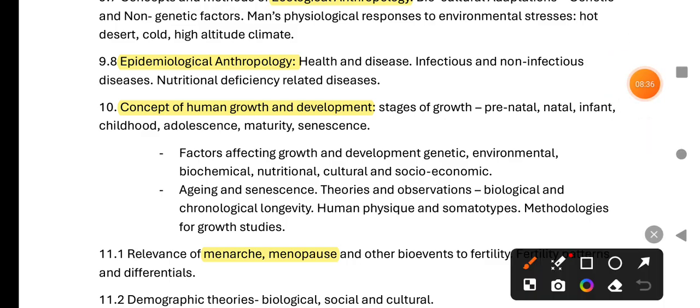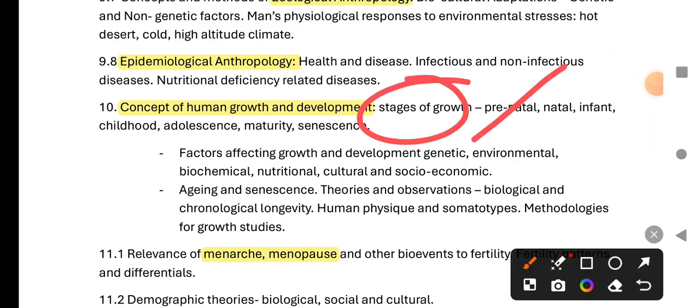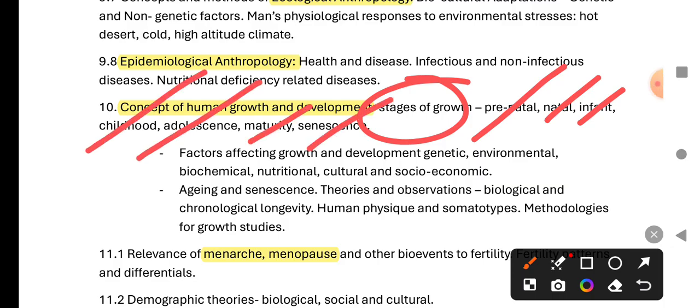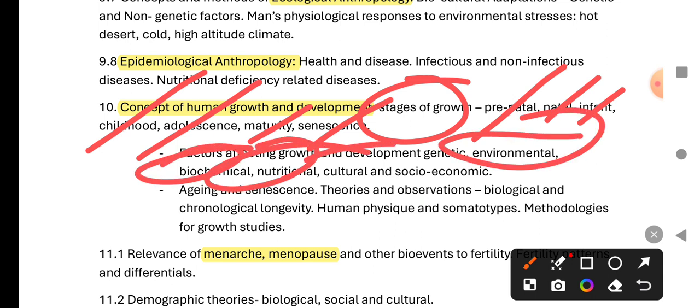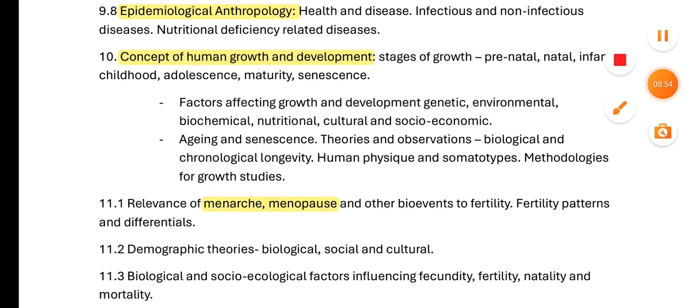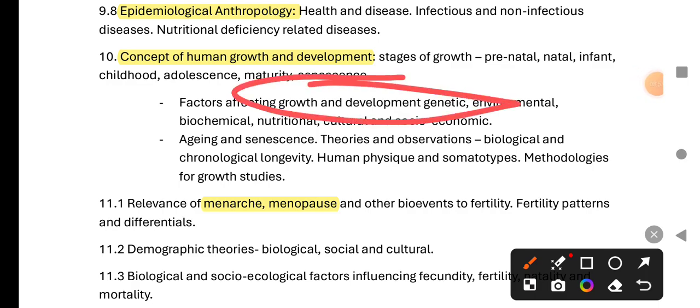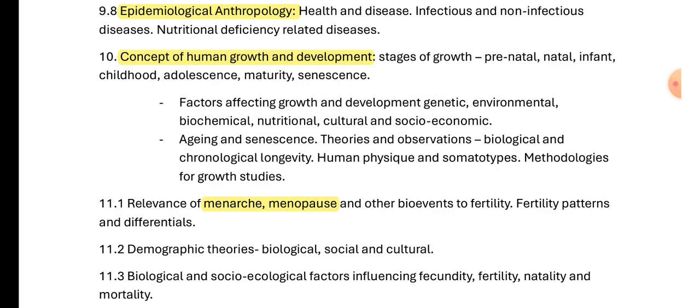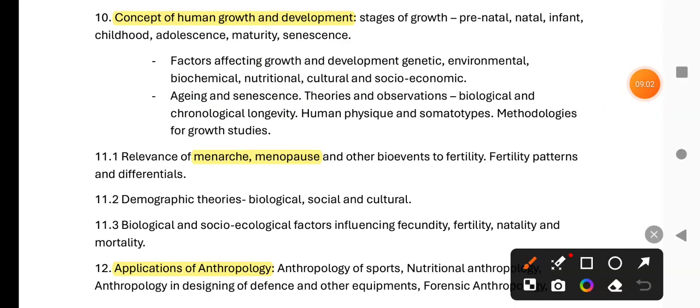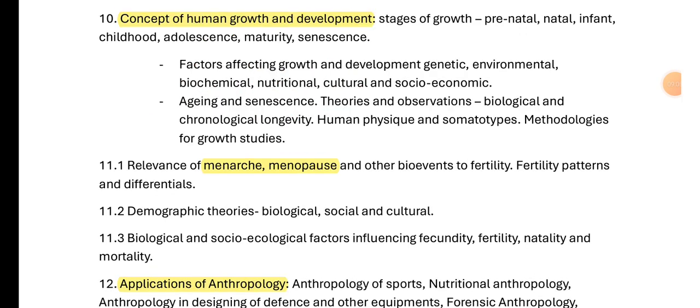questions from this topic. That means stages of growth: prenatal, natal, and infant, childhood, adolescence, and maturity, senescence, and various factors affecting growth and development: environmental, biochemical, nutritional, cultural, and socio-economic, and various other factors which are affecting growth and development of human genetics, and aging and senescence, and what are various characteristics and differences between aging and senescence, what is termed as aging and what is termed as senescence.